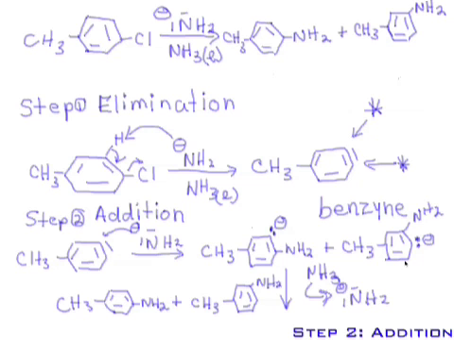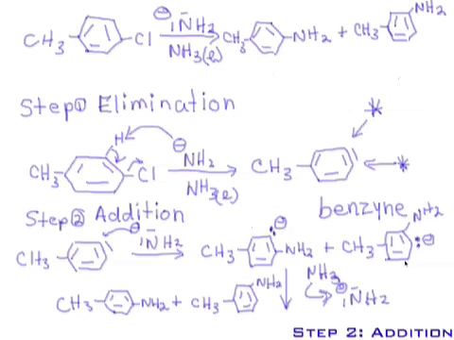So when we have electron withdrawing groups on the aromatic ring, we undergo addition elimination. We add the nucleophile where the chloride is attached, get a resonance stabilized carbanion, and then we eliminate to restore aromaticity. When we have no electron withdrawing groups, we get elimination addition. The nucleophile can't attack, so it acts like a base, pulls off the proton, you lose HCl, and you get benzyne.